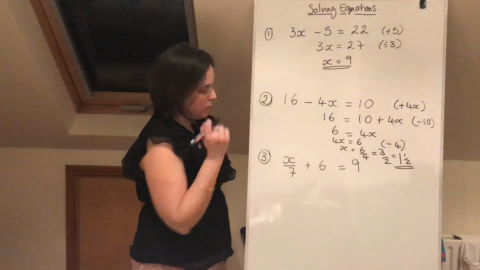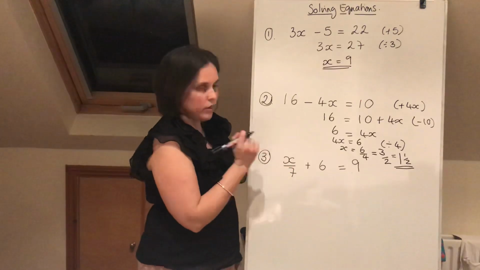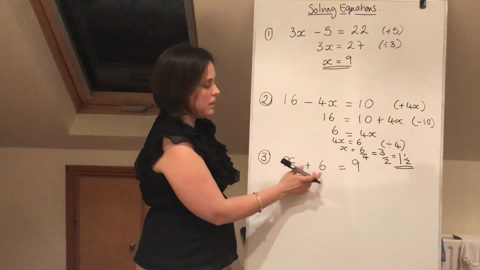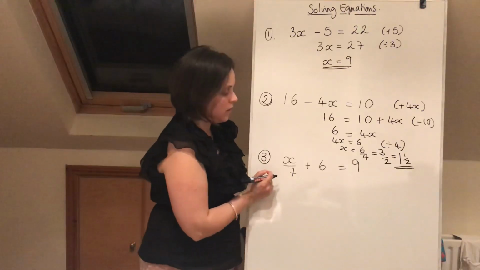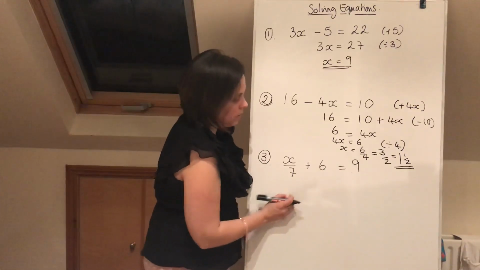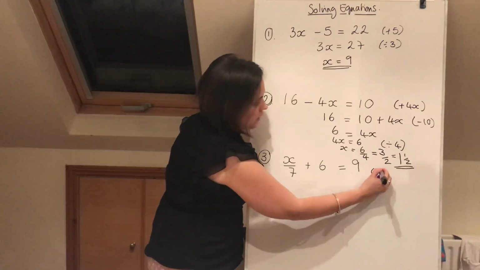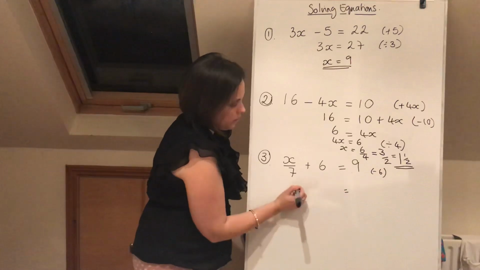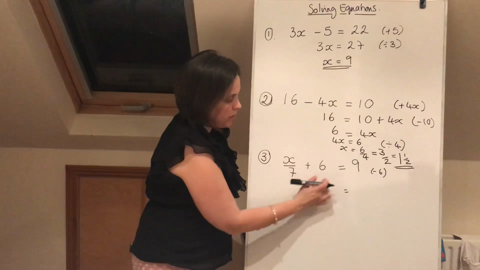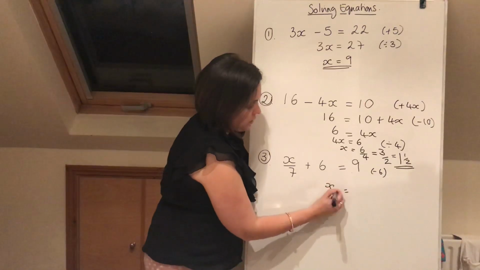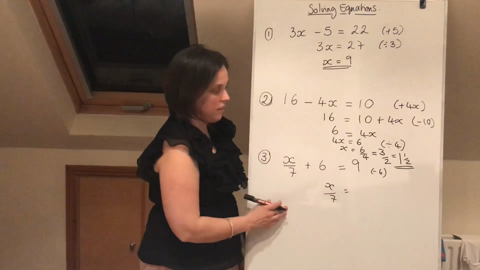Okay, so the last one, x over 7, which we know means divide, so x divided by 7 plus 6 is equal to 9. So the first thing we're going to do is we want to get our x term on its own, so we're going to subtract the 6 from both sides, okay? So if we do that from here, we're subtracting because we've got a plus 6, it's the inverse operation, so we're going to be left with just the x over 7.